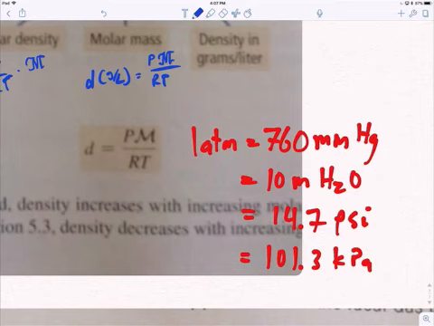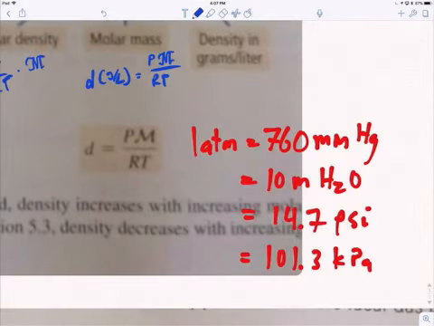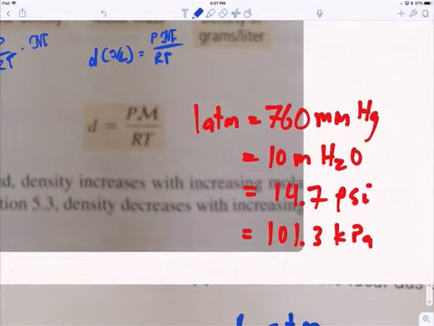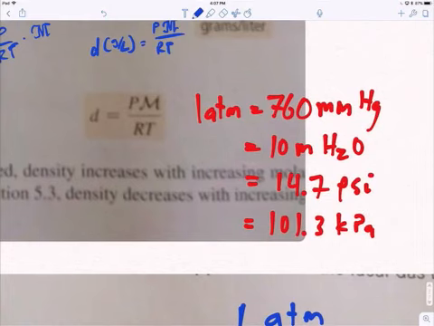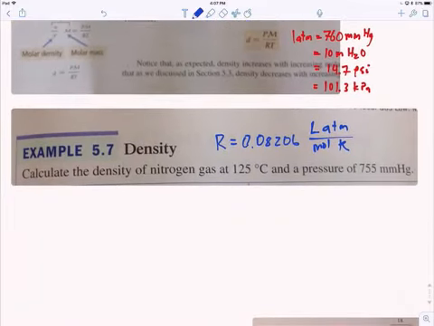So 760 millimeters is equal to about 30 inches. I don't know what it is exactly. If you ever watch the news, they give the weather report. They'll say the inches of mercury. An atmosphere is about 30-ish. What's an atmosphere in inches of mercury? The answer is 29.92 inches of mercury. Okay, there you go. I don't think in inches of mercury that much. But they'll talk about high pressure systems and low pressure systems, that kind of stuff with the news. Anyways, this is important for the next example, because I have to do a unit conversion.